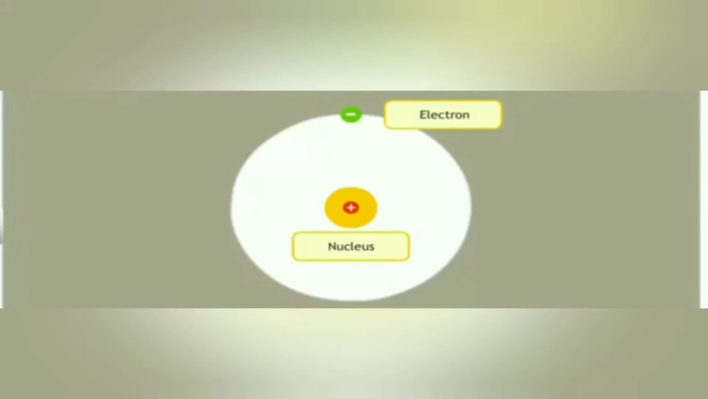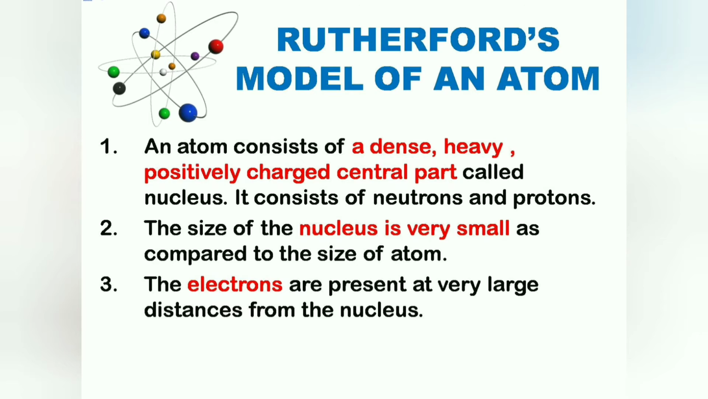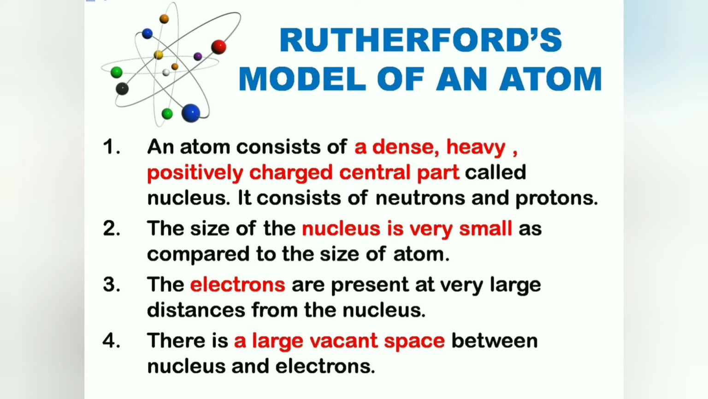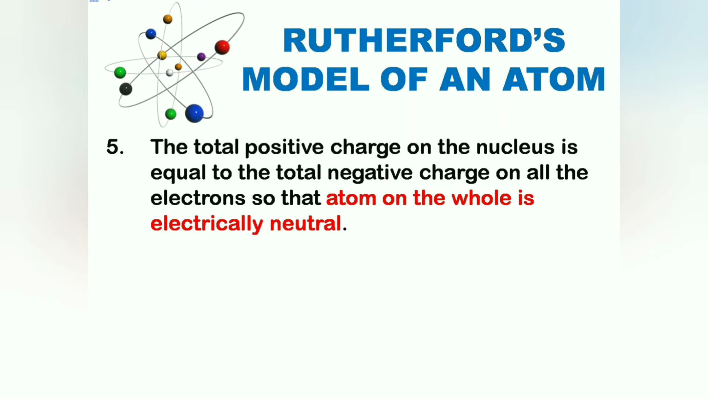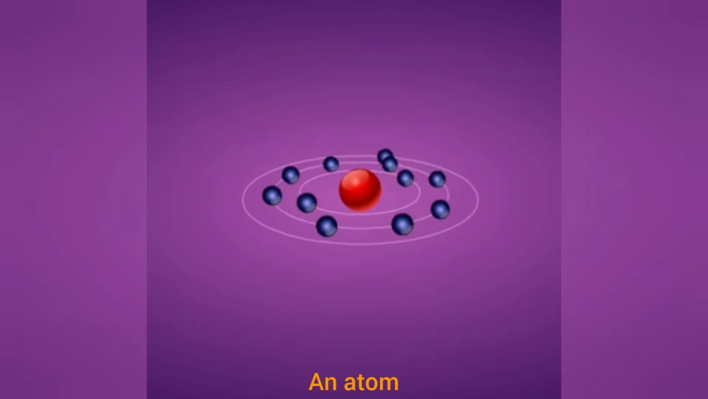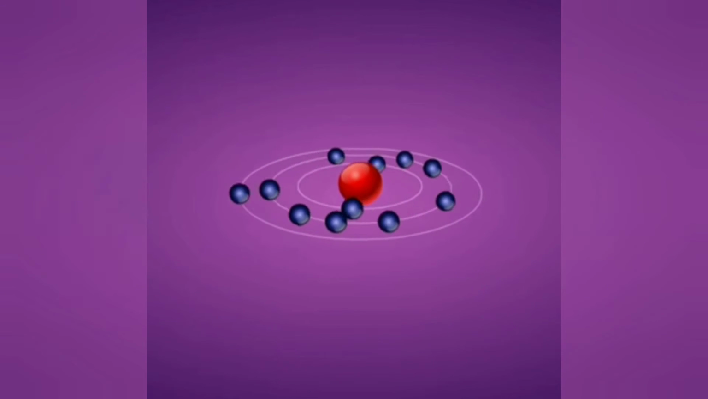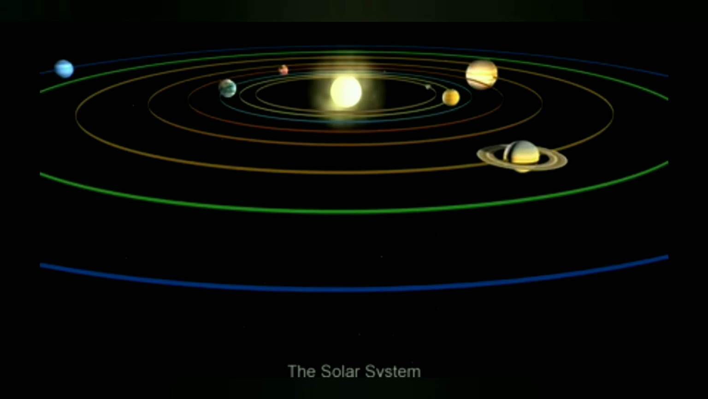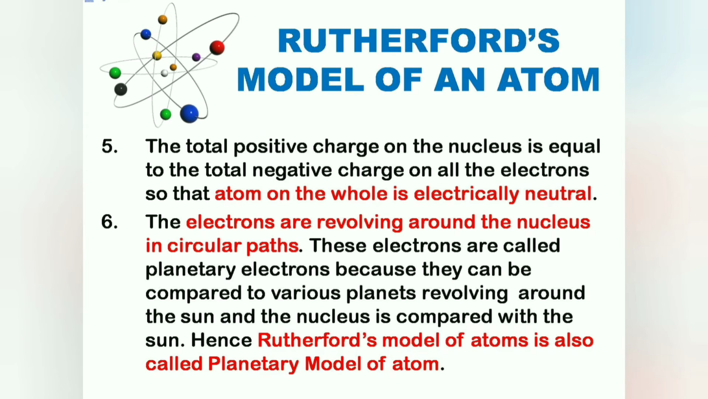The electrons are present at very large distances from the nucleus, and there is a large vacant space between nucleus and electrons. The total positive charge on nucleus is equal to the total negative charge on all the electrons, so that the atom on the whole is electrically neutral. Then the electrons are revolving around the nucleus in circular paths, just like the planets are revolving around the sun in circular orbits. That's why these electrons are also called planetary electrons. And therefore, Rutherford's model of atoms is also called planetary model of atom.